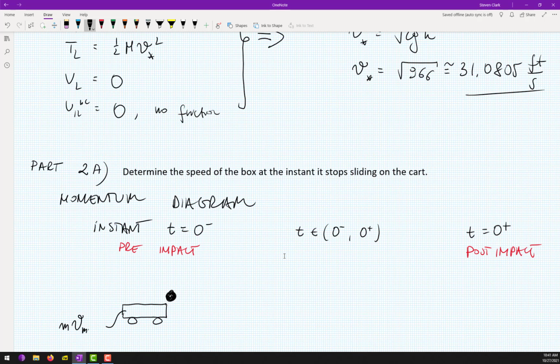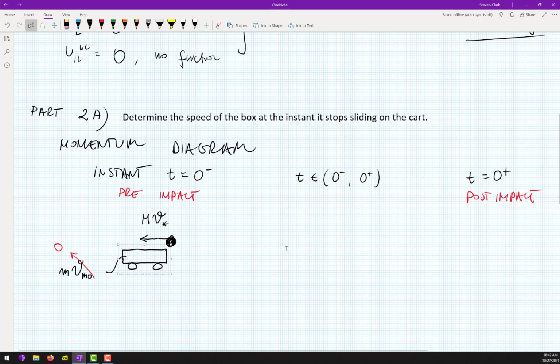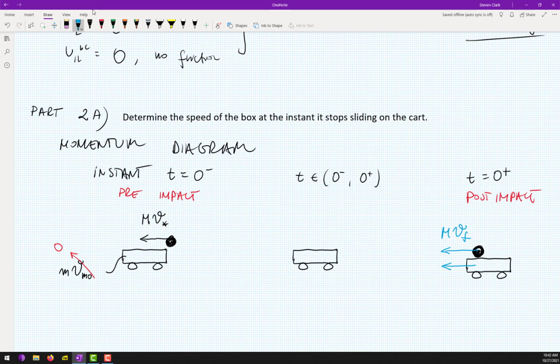At the beginning, the small body has small m V m0, and this is equal to 0. And the big body has big M V star, right? So I'm just going to copy this cart here and here. And at the end, our particle will be somewhere here. These two will have the same velocity: big M V final and small m V final. And during the impact, we only have internal forces acting on our system.